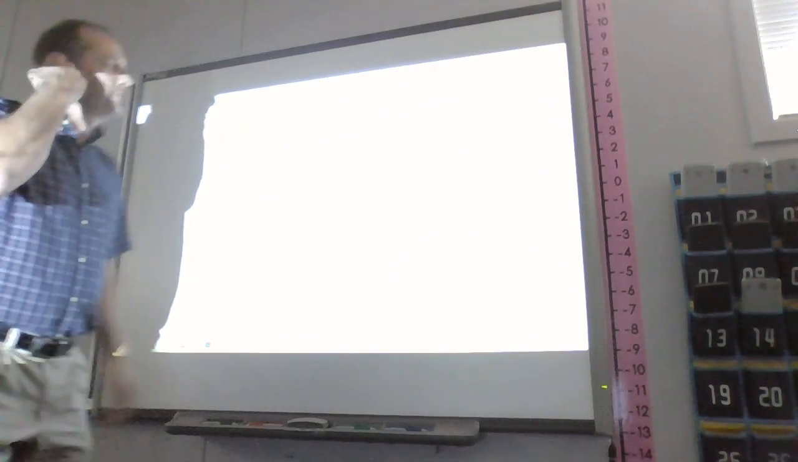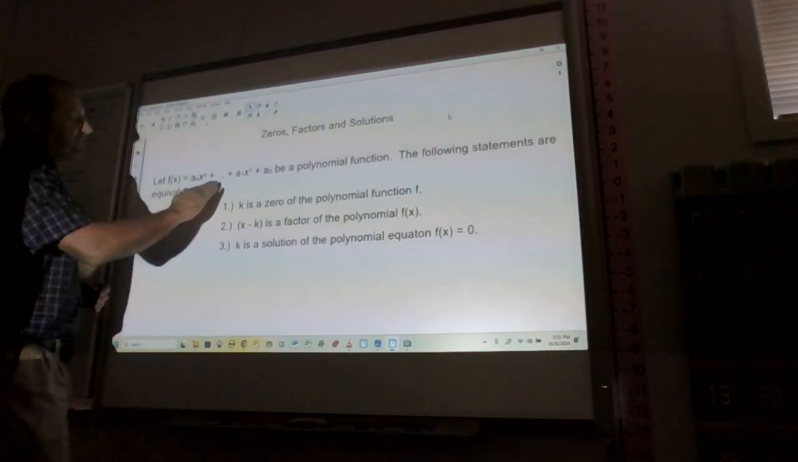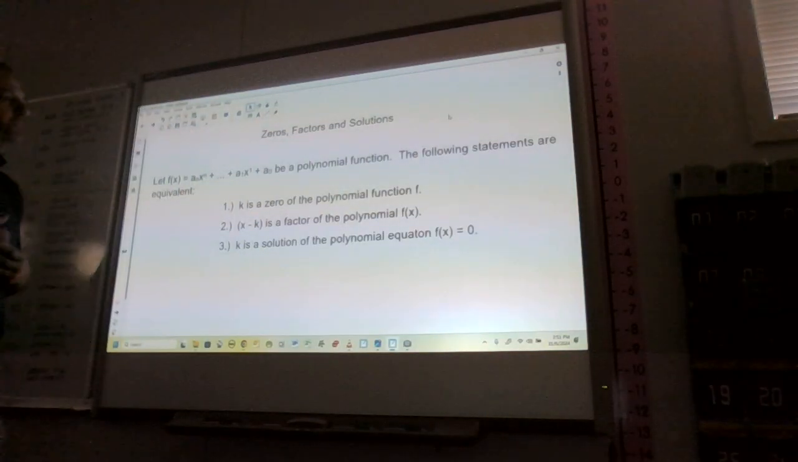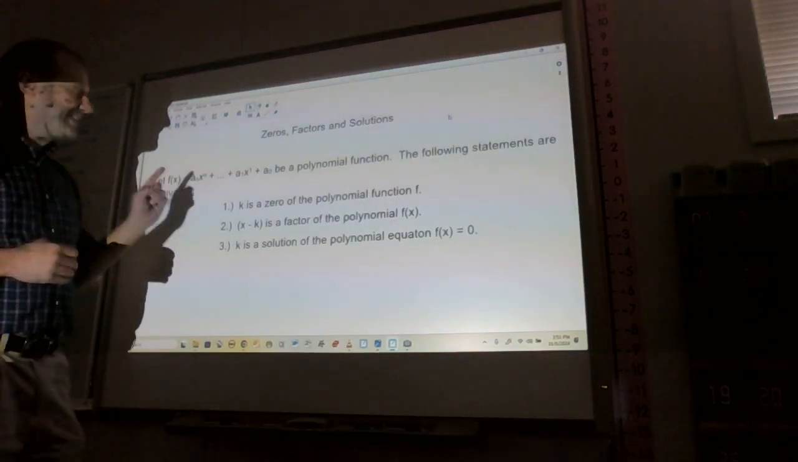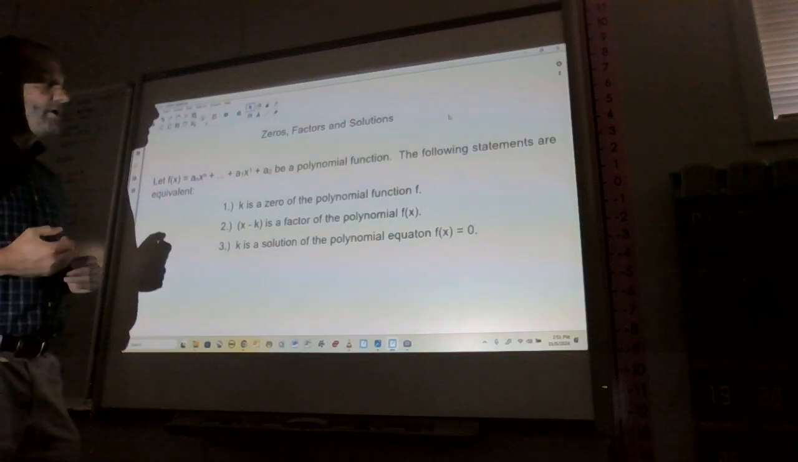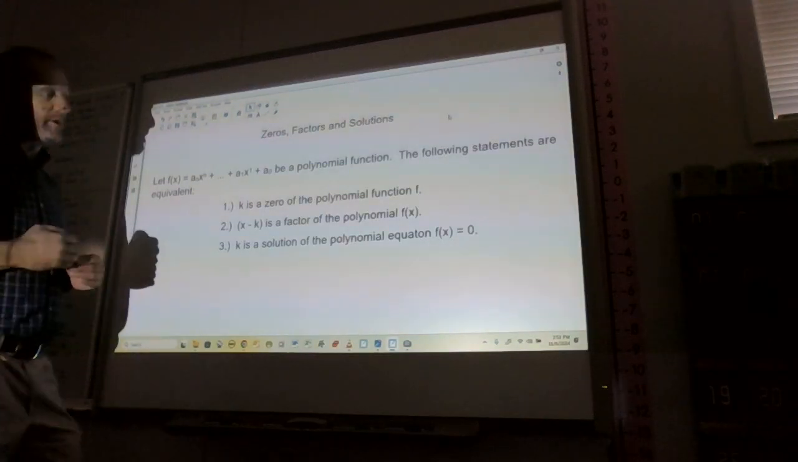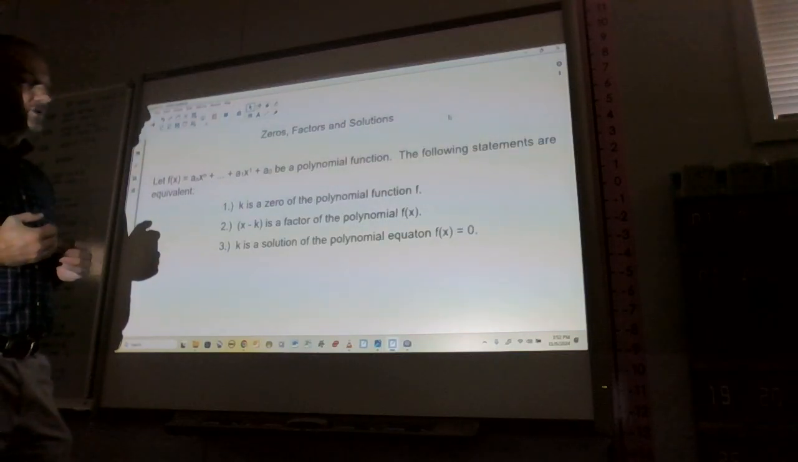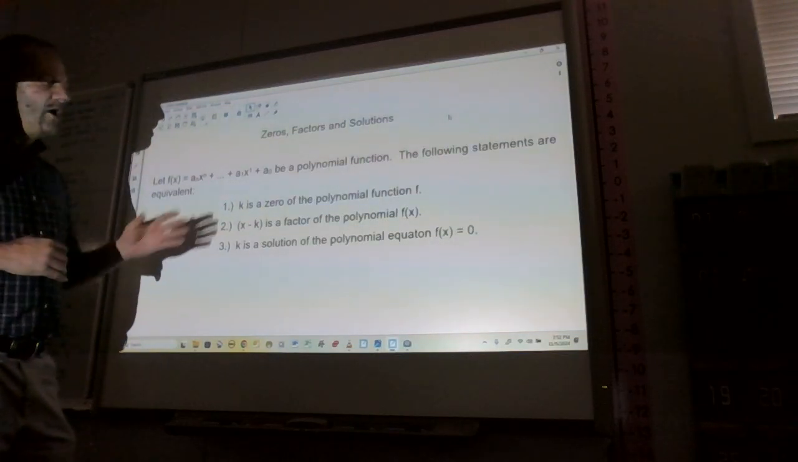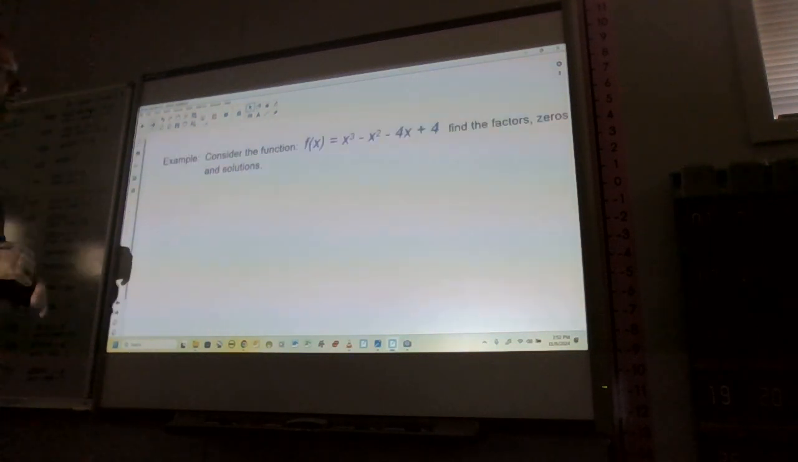Hello everybody, today we're going to talk about zeros, factors, and solutions. So we're going to let f of x be this polynomial right here. And the following statements are equivalent. K is a zero of the polynomial function f. X minus k is a factor of the polynomial f of x. And k is a solution of the polynomial equation f of x equals 0. All those things are really the same thing. So we can take a look at that with an example like this.